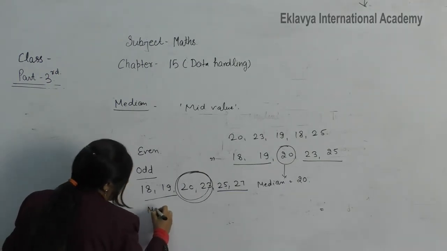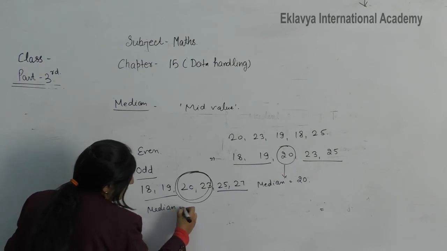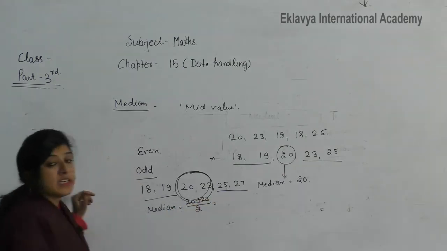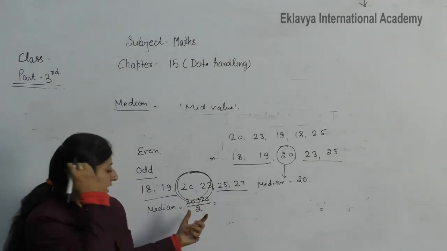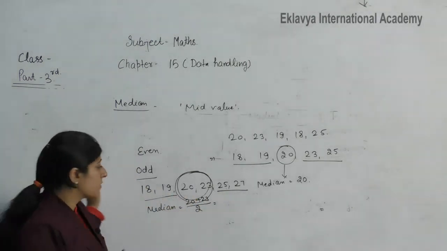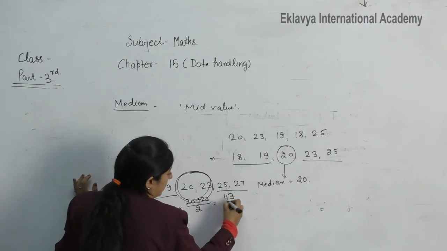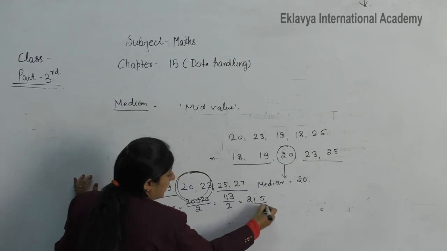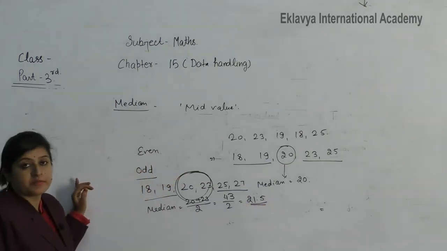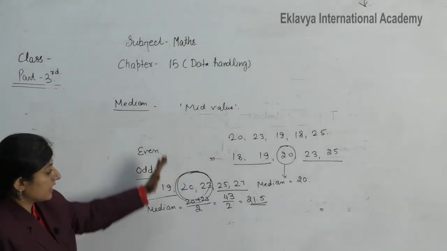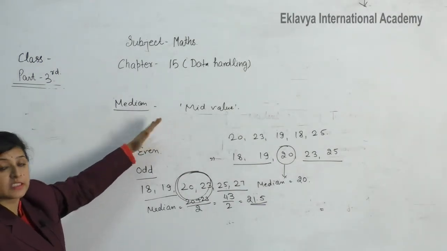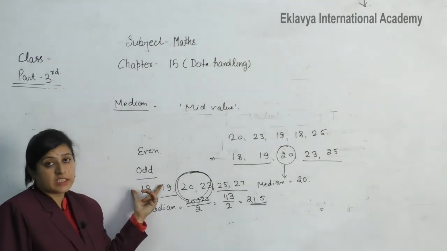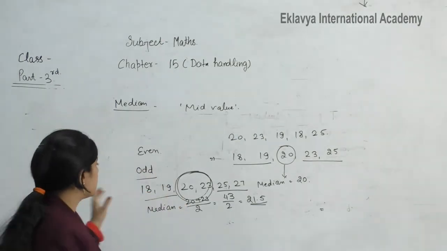Then how can I find the median? The median is equal to the average of these two numbers. It means take the sum of these two numbers and divide by 2. This is called the average also. Then the median becomes 21.5. So it depends on the numbers, whether an even number of data is given to you or an odd number of data. Let's see the examples.